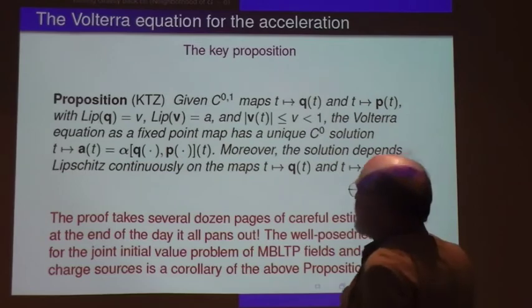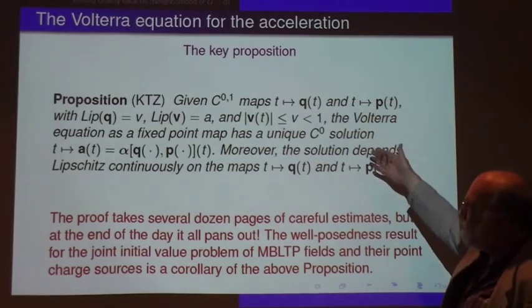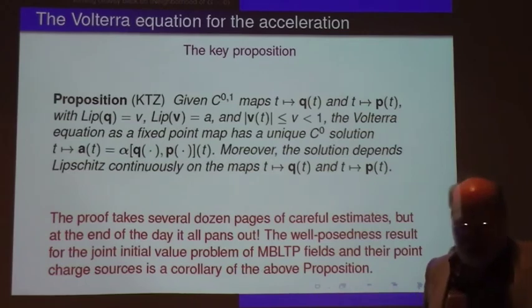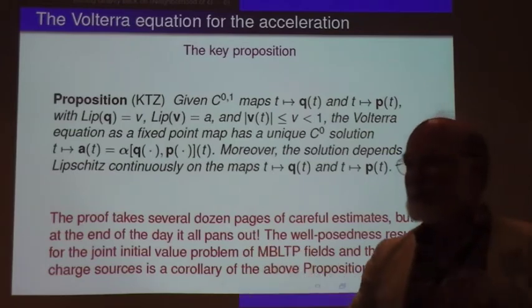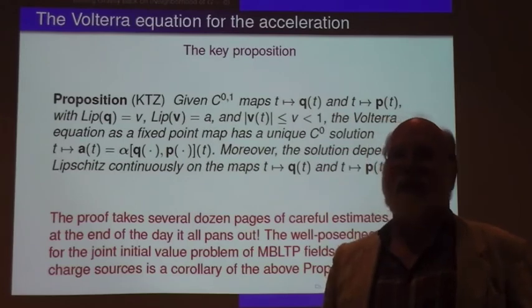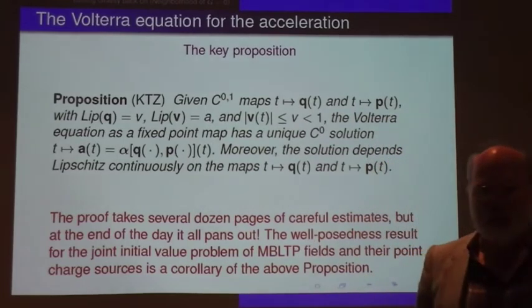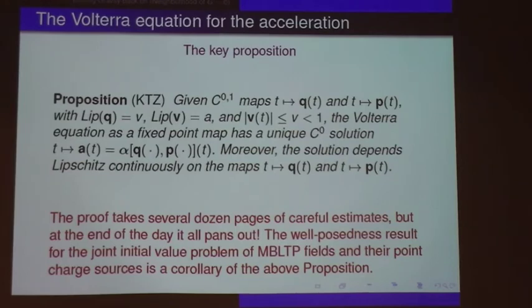And that's the key proposition that indeed, as it is stated here, under certain harmless assumptions, this Volterra integral equation has a unique solution, and it depends Lipschitz continuously on the motion Q and P. And that's great, and that's it. The corollary of this is the well-posedness theorem. So that's the first time you see classical electrodynamics with point charges that is actually not only well defined but locally well posed. That means you continue uniquely into the future, not too far into the future, but it also depends Lipschitz continuously on the initial data only.